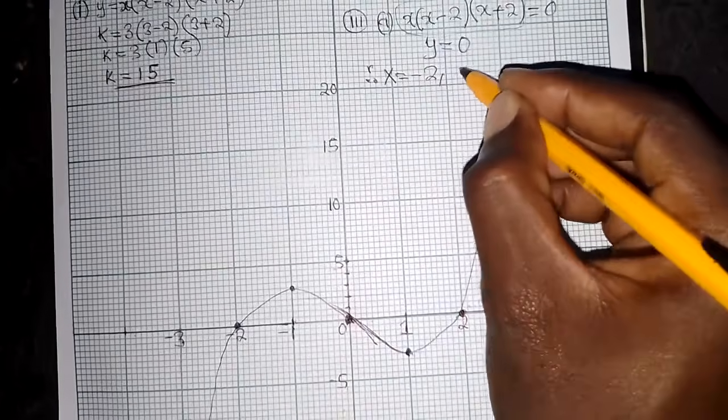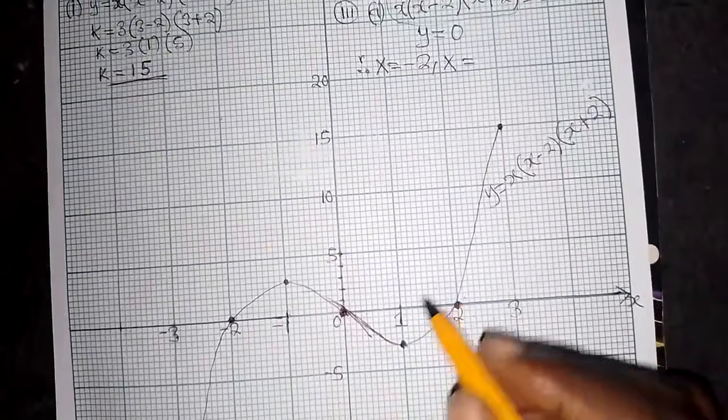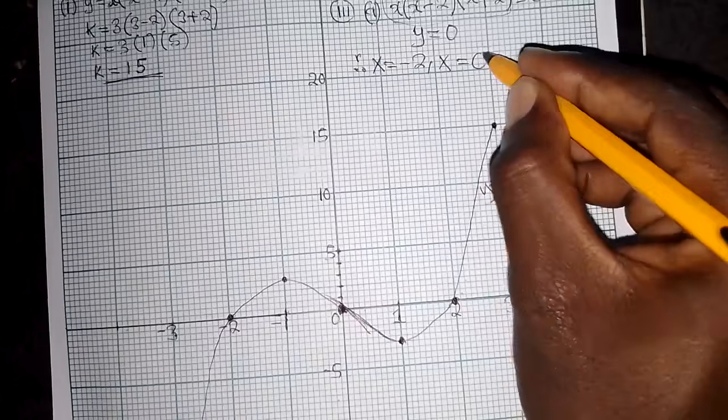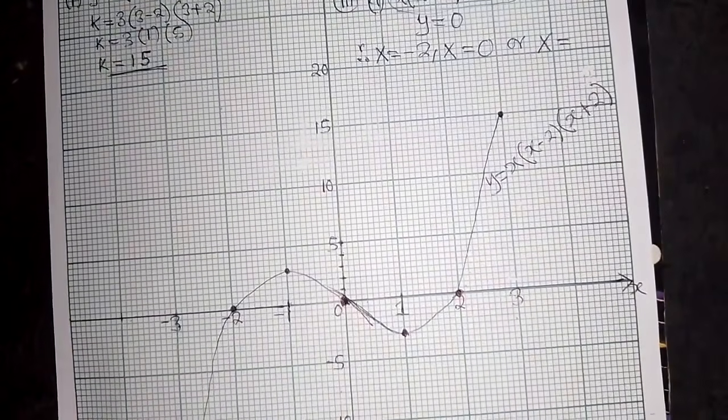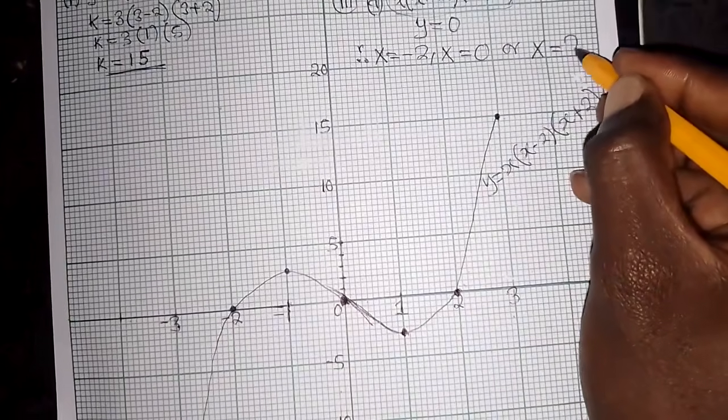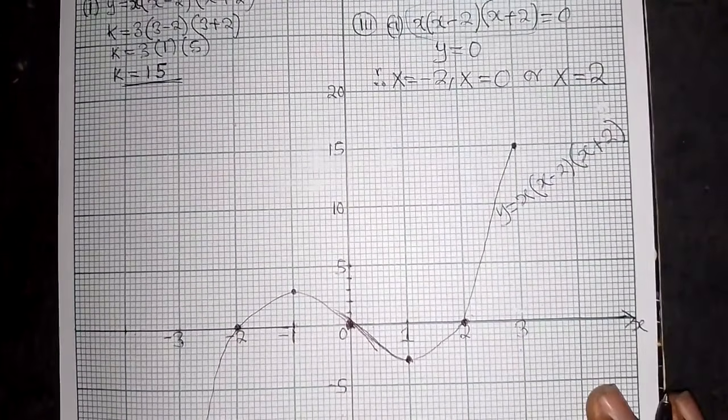Comma, x is equal to, is also passing where? At 0. Or x is equal to what? Where is it cutting? At 2. So you put a 2 there. So these are your answers. You have answered that equation.